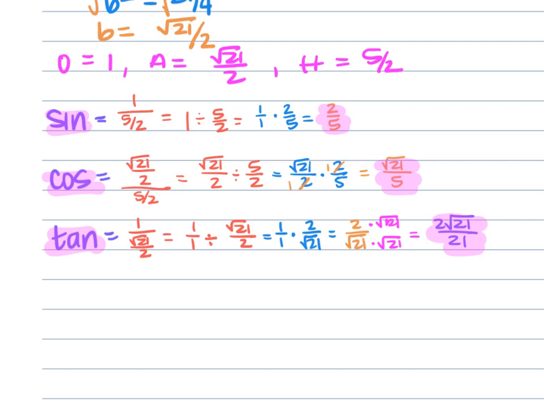All right, so the reciprocal of sine is cosecant. Oops. Go back to the pen. There we go. So cosecant is going to be hypotenuse over opposite. So that's going to be 5 over 2 over 1. Anything over 1 is itself, so it's just 5 over 2.